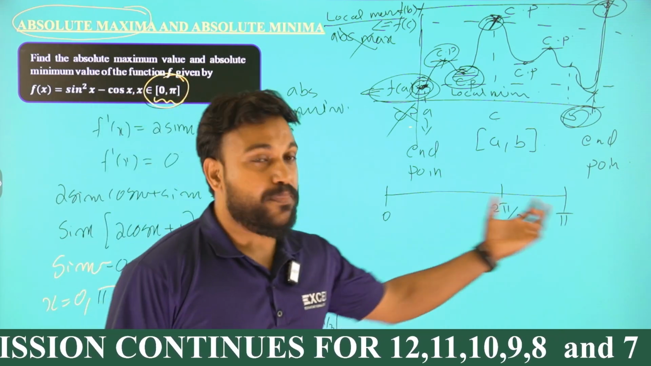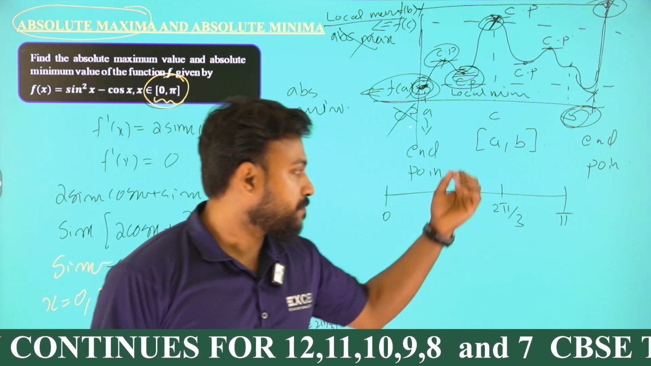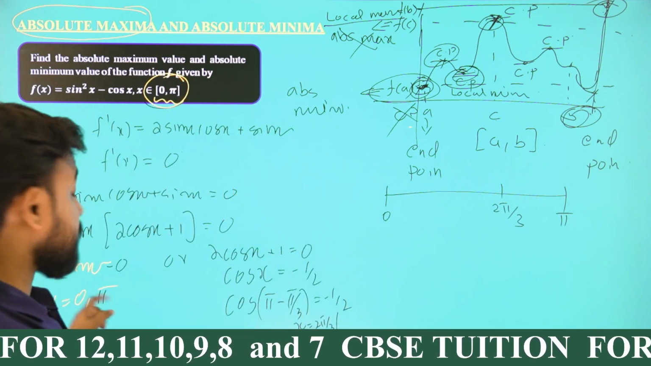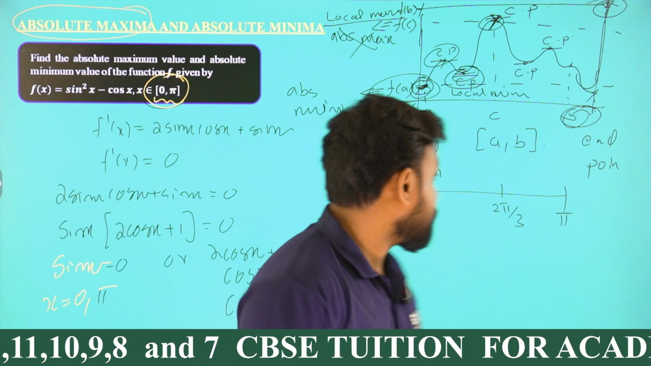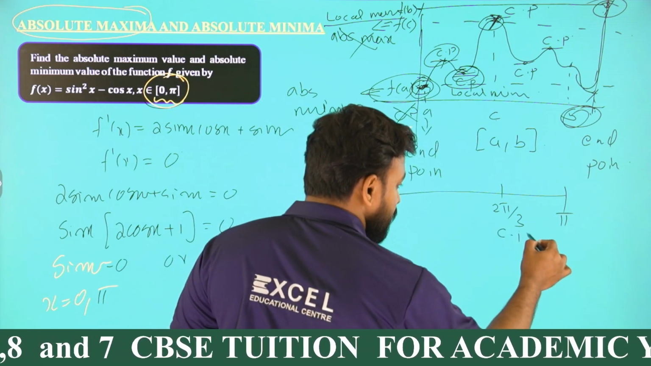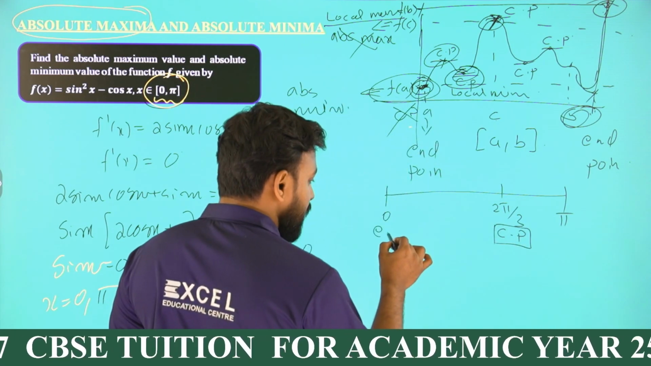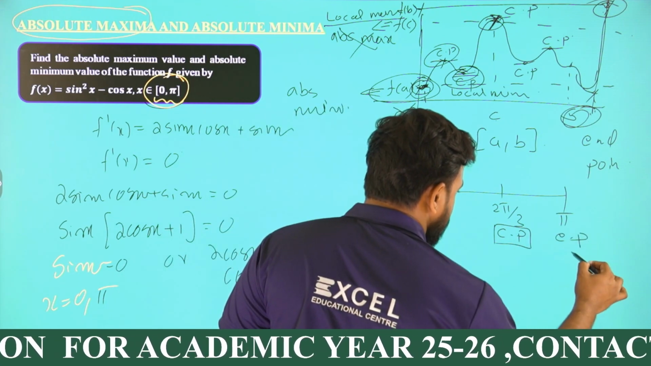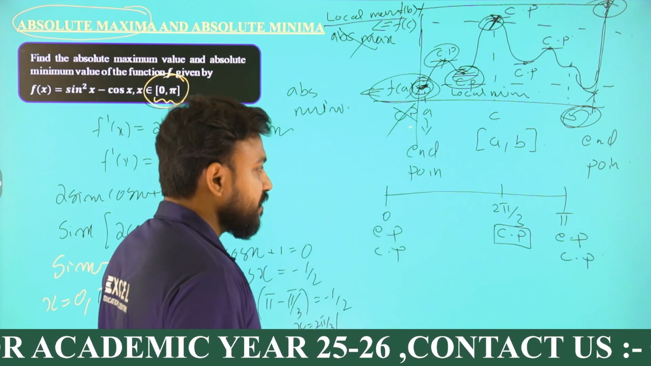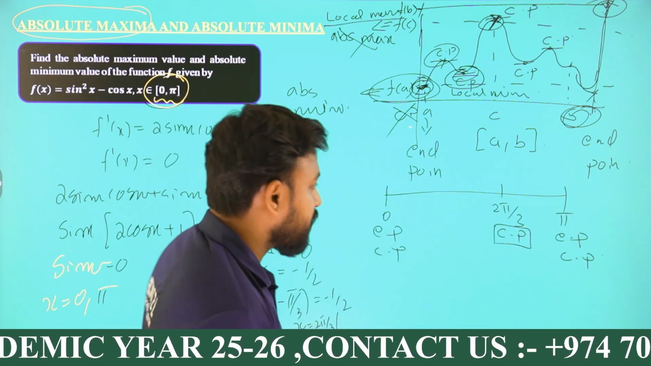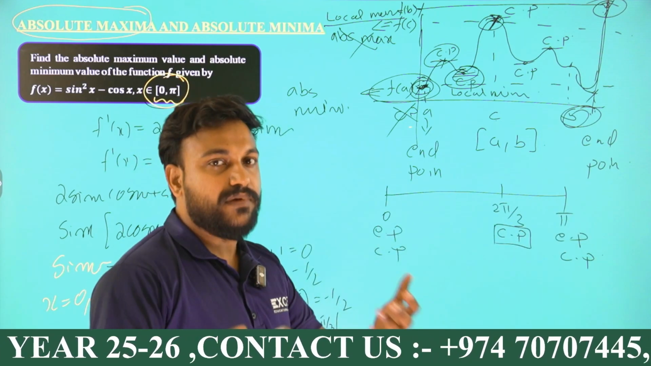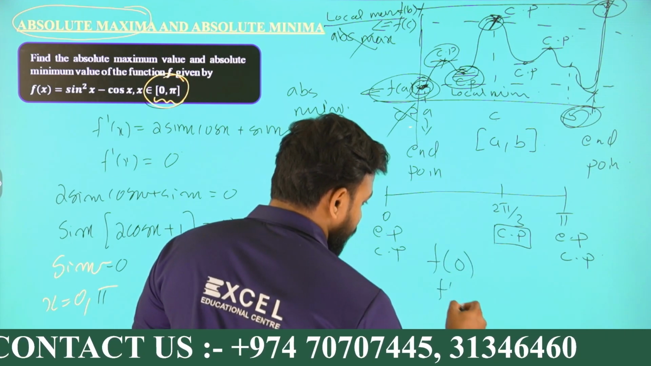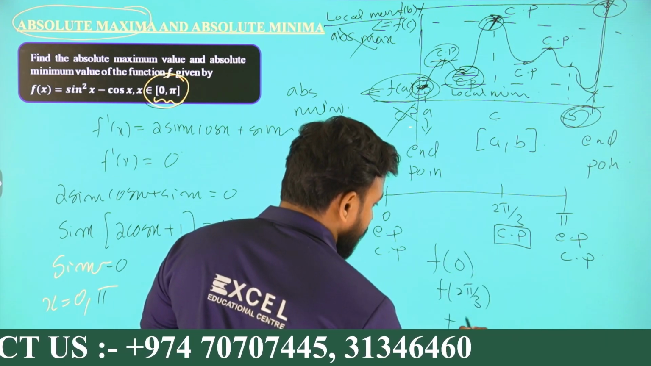So you got 3 points: 0, pi, and 2 pi by 3. Both 0 and pi are end points as well as critical points. And this point is only a critical point. If you got a question like this, you don't need to go for the second derivative to find the maxima and minima. You have to directly put f of 0, f of 2 pi by 3 and f of pi.